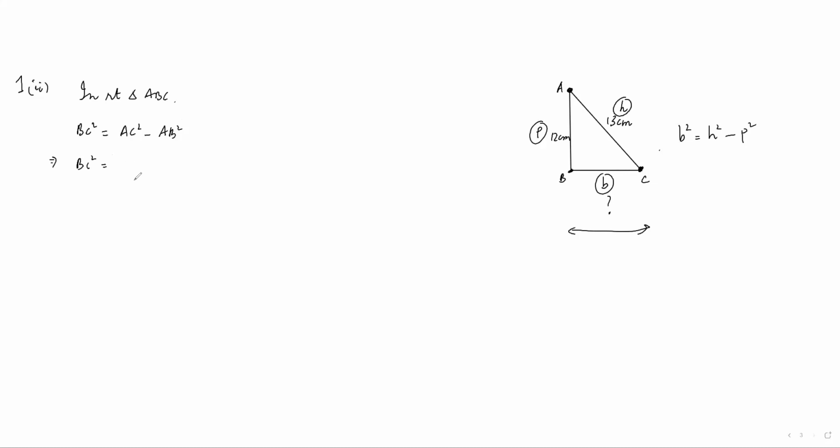AC is 13, so 13 square is 13 into 13, which is 169. 12 square is 12 into 12, which is 144. So BC square is 25, and BC is root 25, which is 5 centimeters. So easy, isn't it? Classwork is done and now homework.